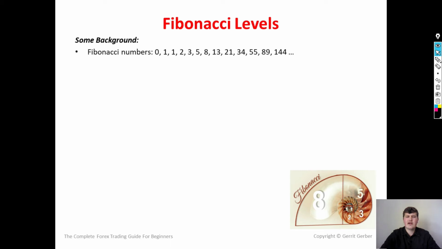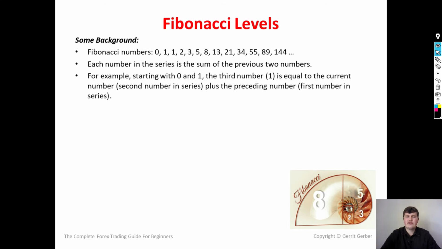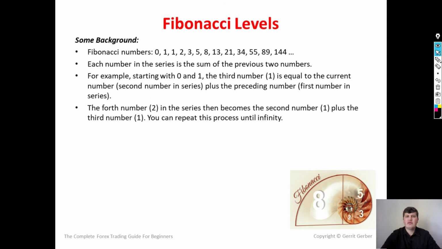of numbers, or Fibonacci numbers, that goes like this, where each number in the series is the sum of the previous two numbers. For example, starting with 0 and 1 in the series, the third number being 1 is equal to the second number in the series plus the first number in the series. Just like the fourth number being 2 becomes the second number 1 plus the third number, also 1. And you can repeat this process until infinity. So it's just important to remember that each number in the series is the sum of the previous two numbers.